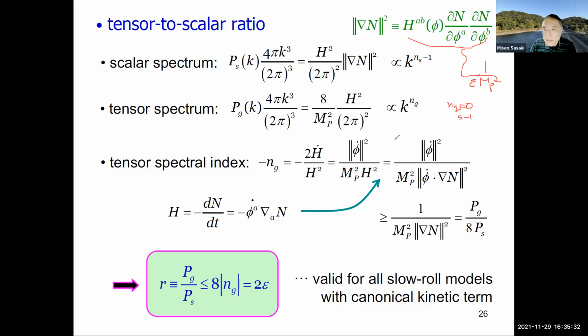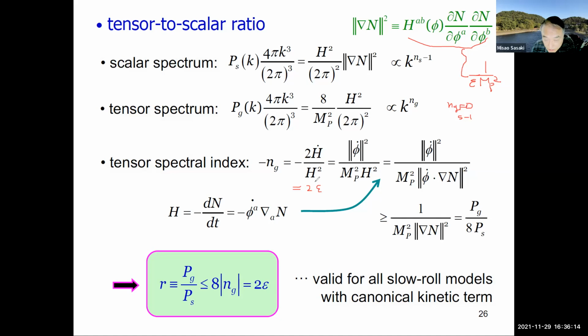So this spectral index is related to the time derivative of the Hubble parameter during inflation. Actually it's given by 2 H dot over H squared. And we know that this is just the epsilon parameter. So this is epsilon. Is it just 2 epsilon? No? So it's important that, given epsilon, the spectral index is uniquely determined by the slow roll parameter epsilon.